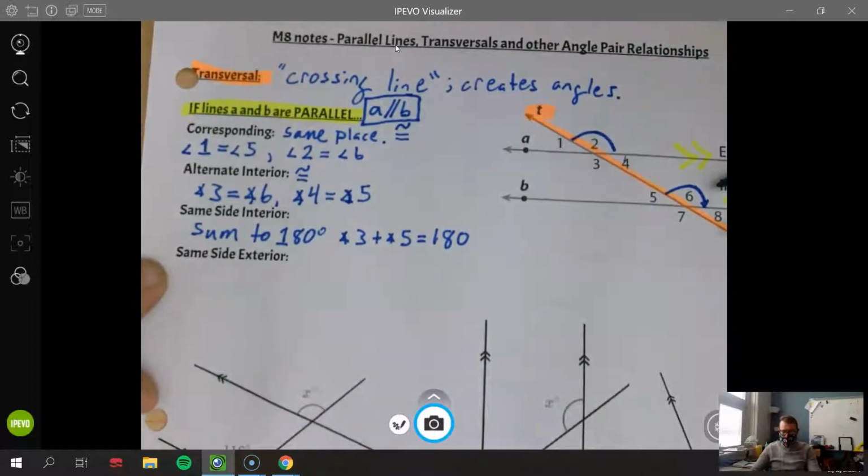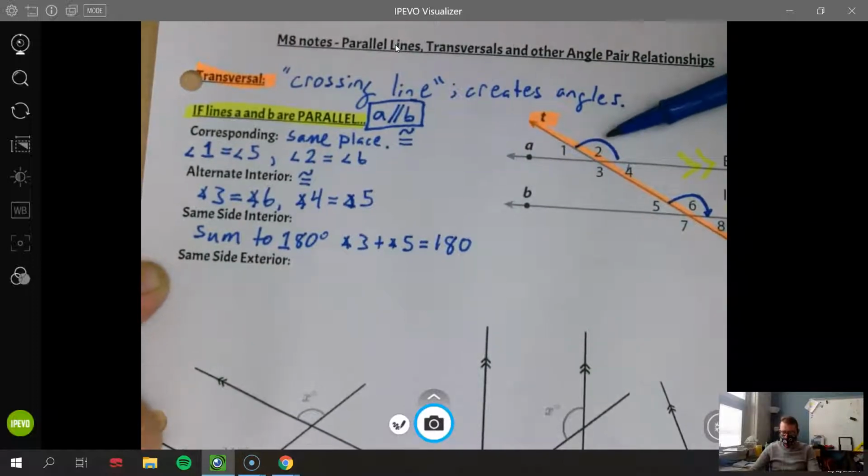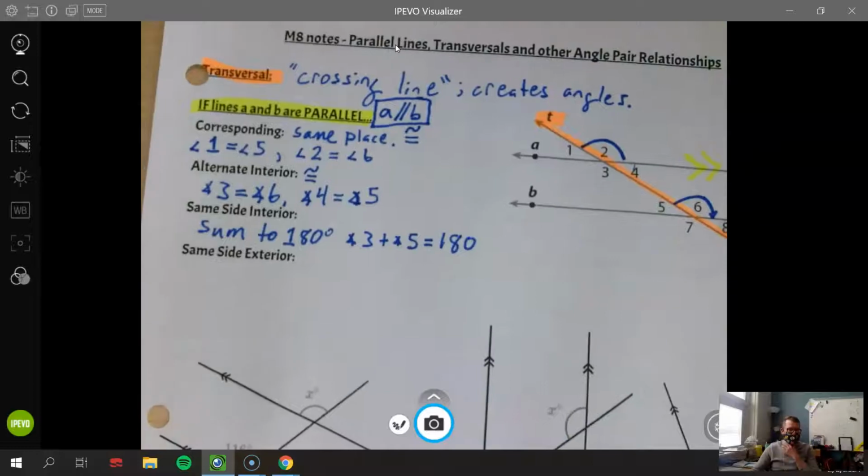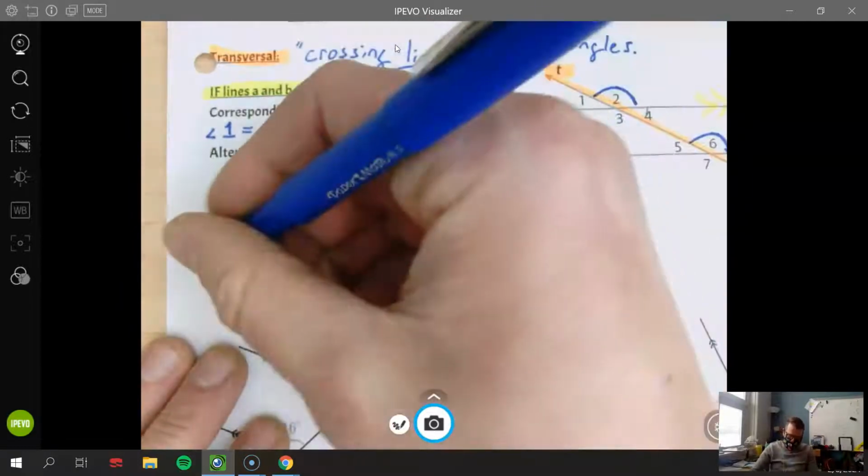And same side exterior. Okay, well, exterior, 2 and 8. What do you think the relationship between 2 and 8 is? Same thing, they sum to 180.